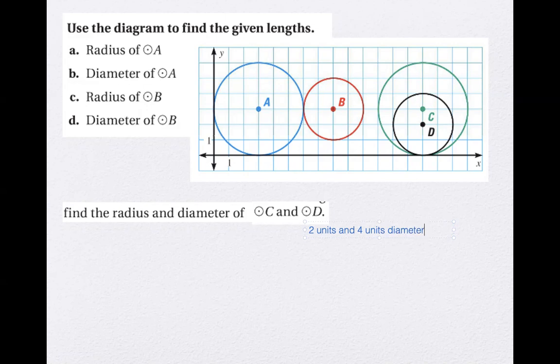Okay, circle C would be 3 unit radius and then a 6 unit diameter. And you can also see circle C is the same as circle A. They look congruent.